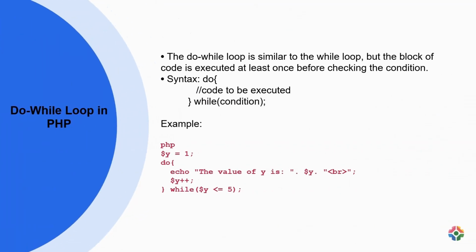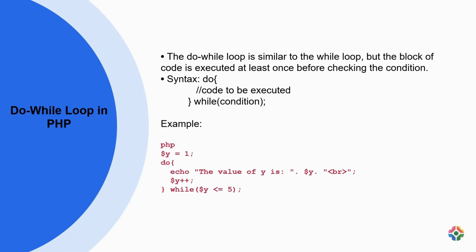A do-while loop is a repetition control structure similar to the while loop, with the distinction that its code block is executed at least once prior to condition evaluation. The syntax involves starting with the do keyword, followed by the code block in curly braces, concluding with the while keyword and a semicolon, alongside the conditional statement in parentheses.